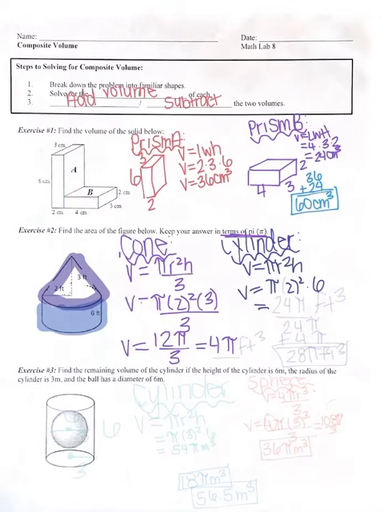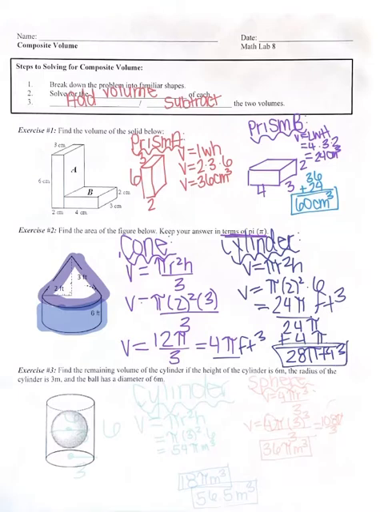So actually, let's just write it as 24 pi. So we have 4 pi and we have 24 pi. They're both centimeters. Oh, this is feet. All the mistakes today. Feet cubed. So when we add them, we have 24 pi plus 4 pi. It's going to give us 28 pi feet cubed. And that's our final answer.